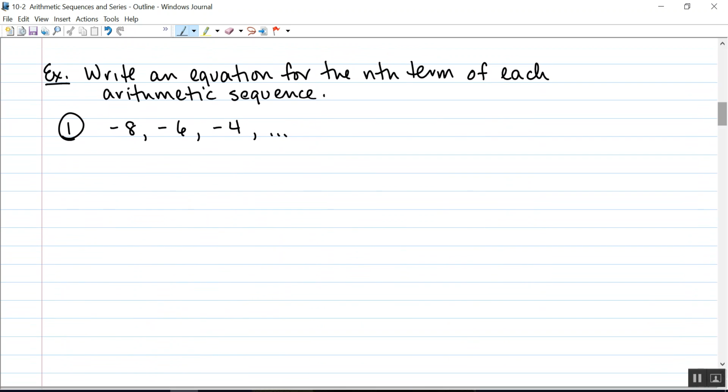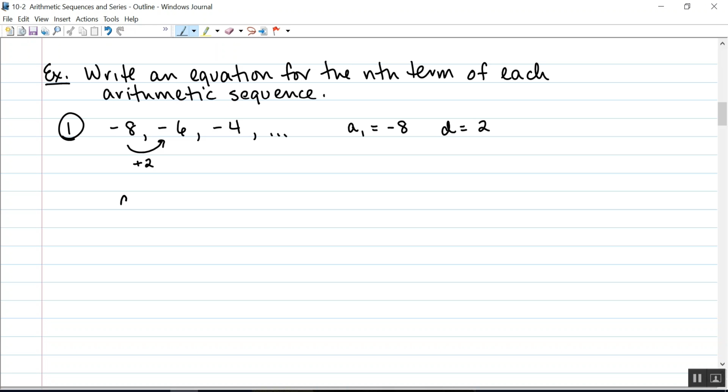Here's another example. This says write an equation for the nth term of each arithmetic sequence. So we're given the first three terms of the sequence, but I want to write an equation where I can say, for example, maybe I want to know the 15th term of the sequence, so I would just plug in 15 for n. So I'm going to need to write an equation to do that. So looking at this, I know that my first term is negative 8, and I know that my common difference, notice I'm adding 2 each time, so my common difference, or d, is equal to 2.